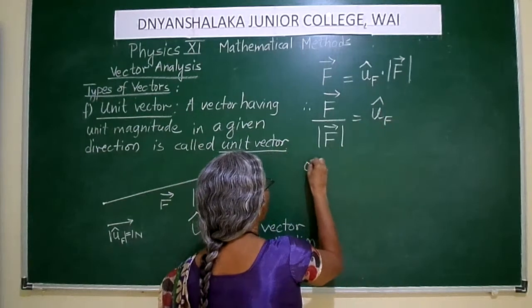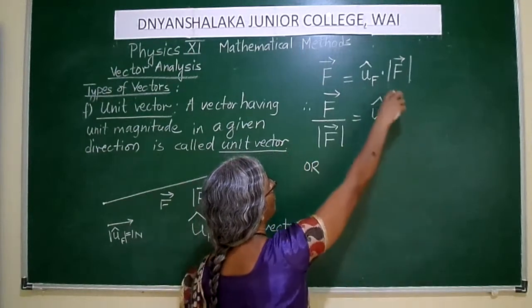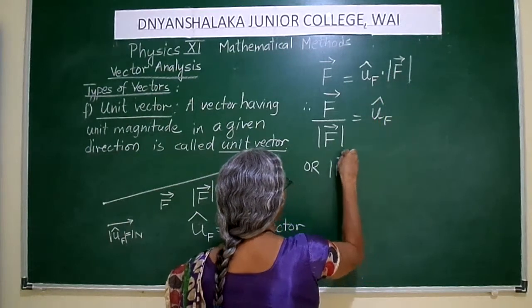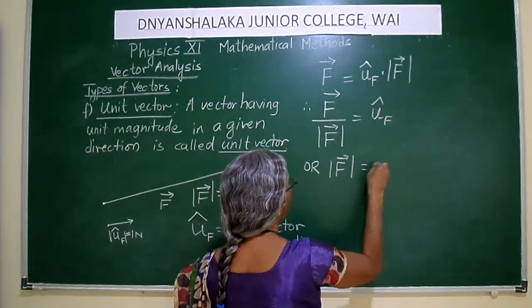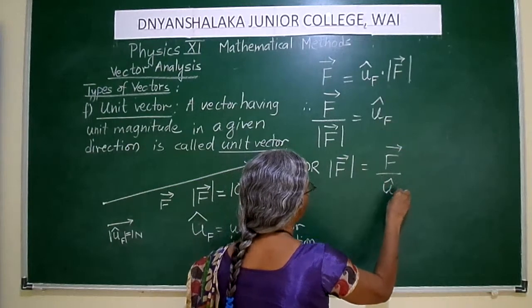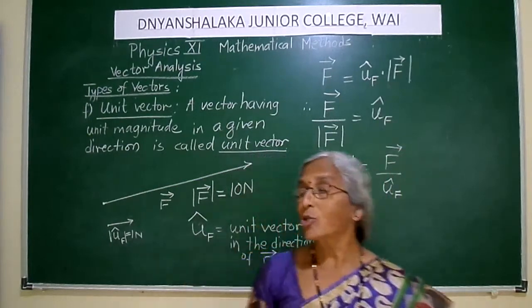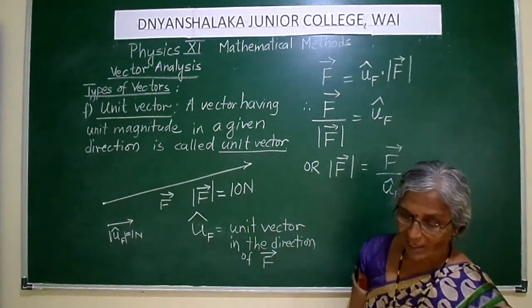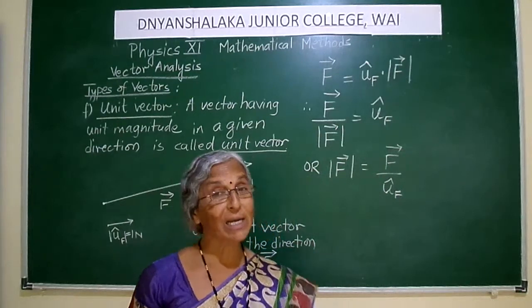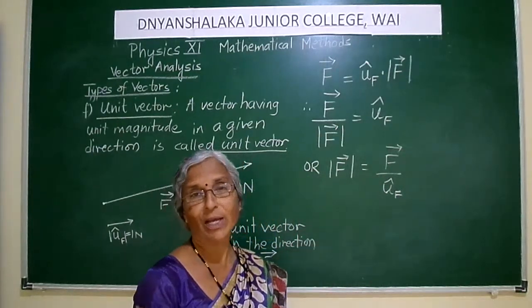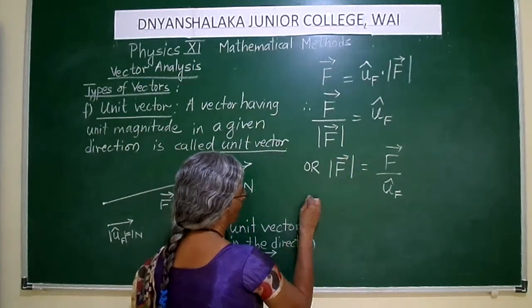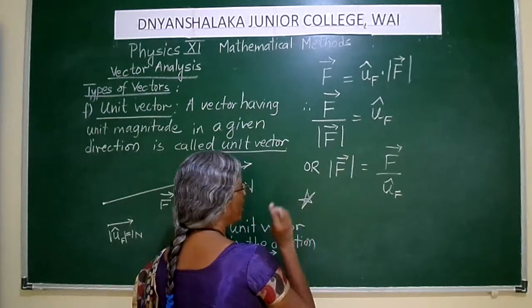Or I can get another relation: if I want to calculate the magnitude, then the magnitude of this vector F will be equal to vector F upon its unit vector. Okay? So these relations are very, very important, and you will be asked some numericals based on these relations of unit vectors. Very important.